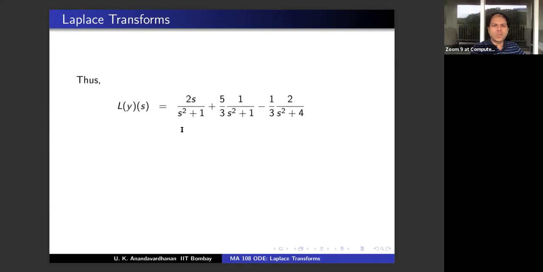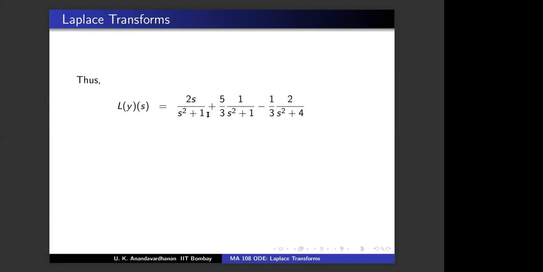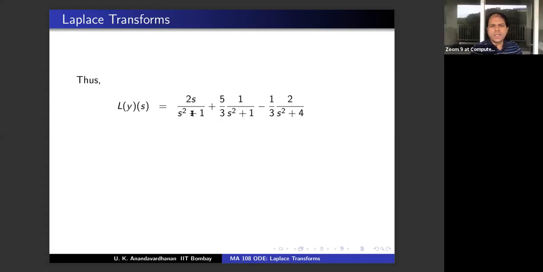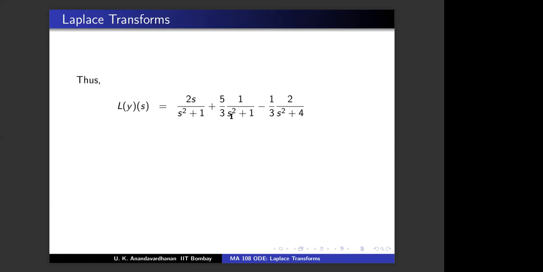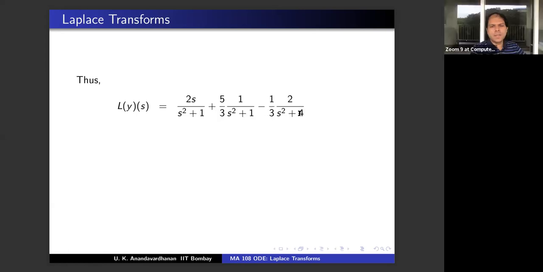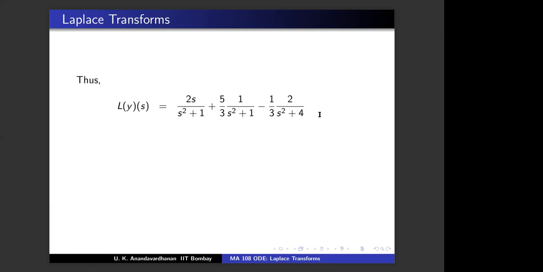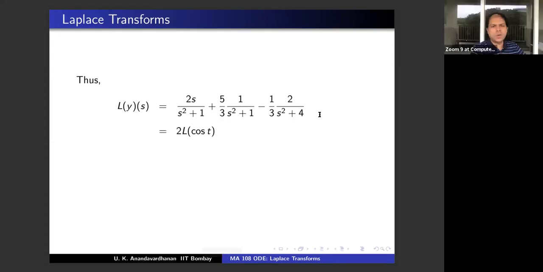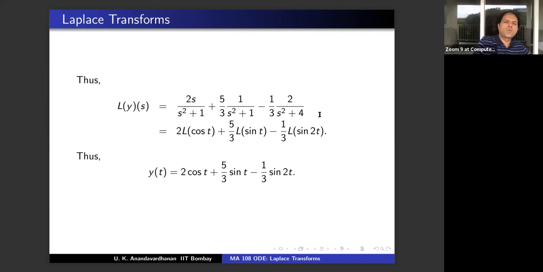So now can you guess what is y? s by s square plus 1 tells you what? Cos t. And 1 by s square plus 1 is sine t. So the whole thing is 2 cos t plus 5 by 3 sine t minus 1 by 3 times sine 2t. Very good. So 2 L cos t plus 5 by 3 L sine t minus 1 by 3 this thing. Therefore, y of t is 2 cos t plus 5 by 3 sine t minus 1 by 3 sine 2t. Very good method, no? Straight away you are getting the answer.